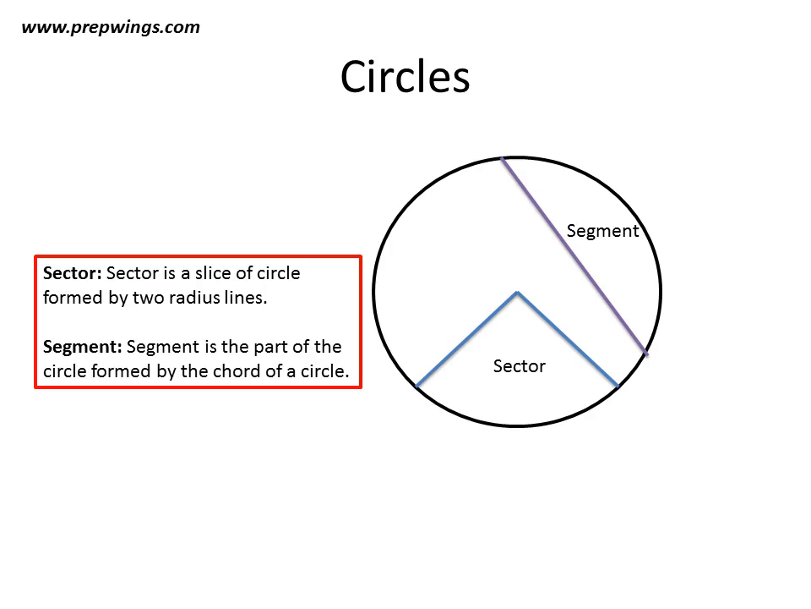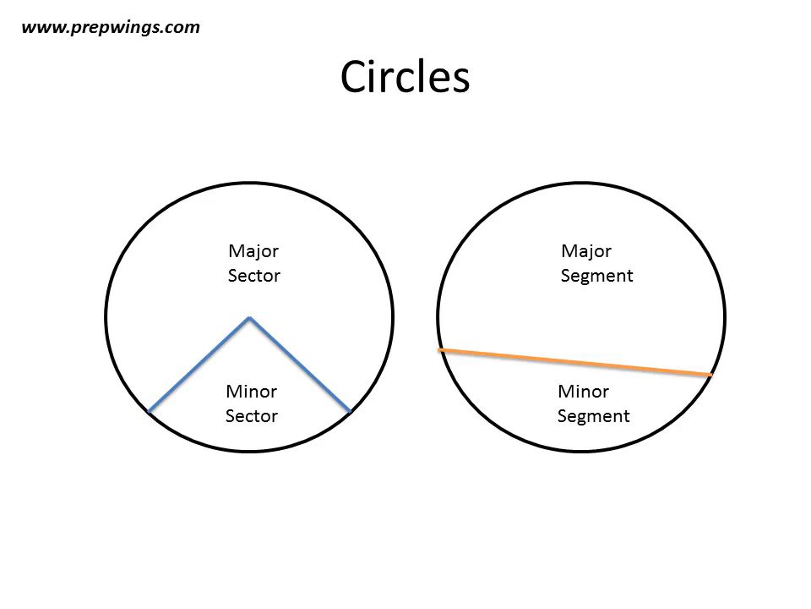Now over here we'll look at what is a sector and what is a segment. A sector is a slice of the circle formed by two radius lines, as you can see over here. And a segment is a part of the circle formed by the chord of the circle. Now we look at major sector and minor sector. Basically, a major sector is a sector that is more than the semicircle, as shown over here. A minor sector is a sector that is smaller than the semicircle. Then we'll look at major segment and minor segment. Again, a major segment is a segment which is more than the semicircle, and a minor segment is the segment that is smaller than the semicircle, as shown here.